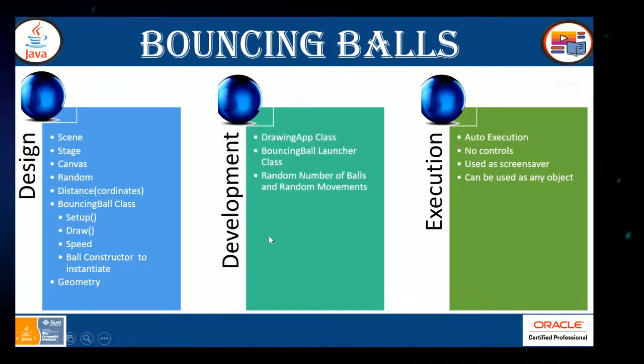Now when it comes to the development, all we need is a main class and the drawing app class, which is going to implement all the design objects you have decided. Random number of balls with random movements is already implemented, as we have discussed. Now when it comes to the execution, as I mentioned, it's just an auto execution. No controls, it can be used as a screensaver or e-greeting, and can be used as any object.